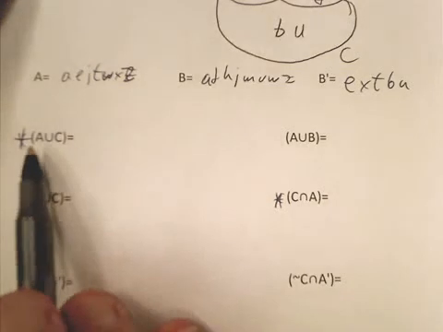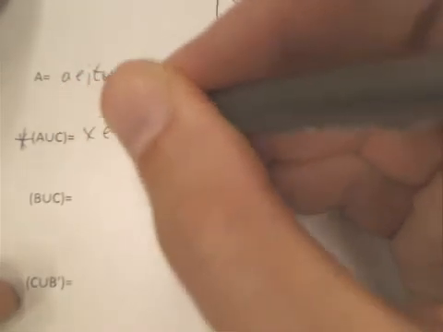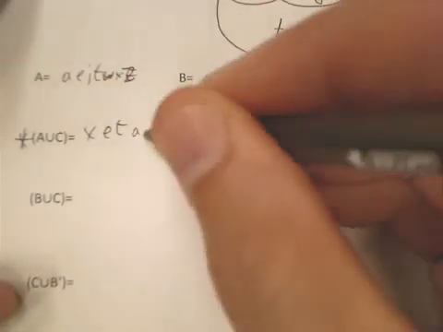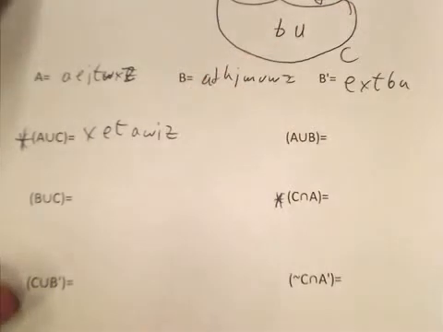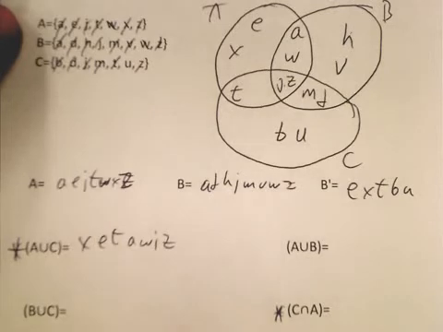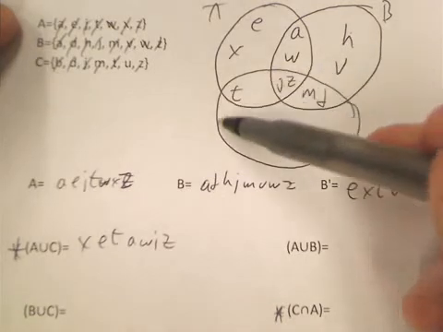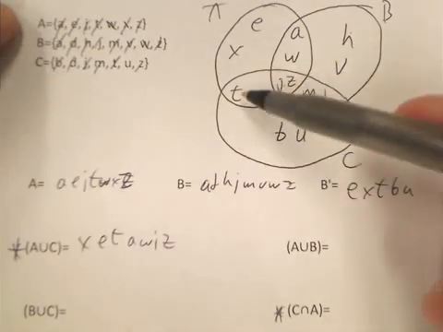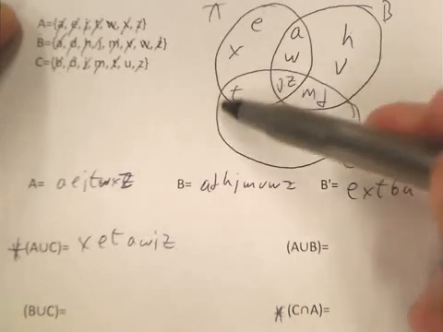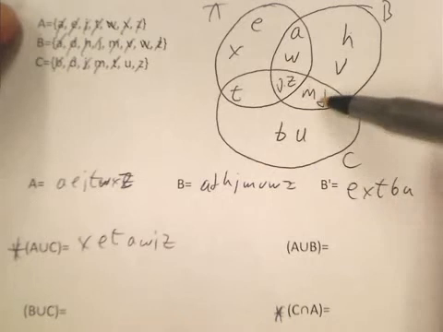So this one lists out everything that's in A or C. A is X, E, T, A, W, J, Z. So I listed out everything that's in A, just copied from my picture here. But I need to also include everything that's in circle C. Now I don't have to write anything twice. As I'm looking at circle C, I've already written the T, the J, and the Z because they were from circle A. So I just need to include the M, D, and the B, U.